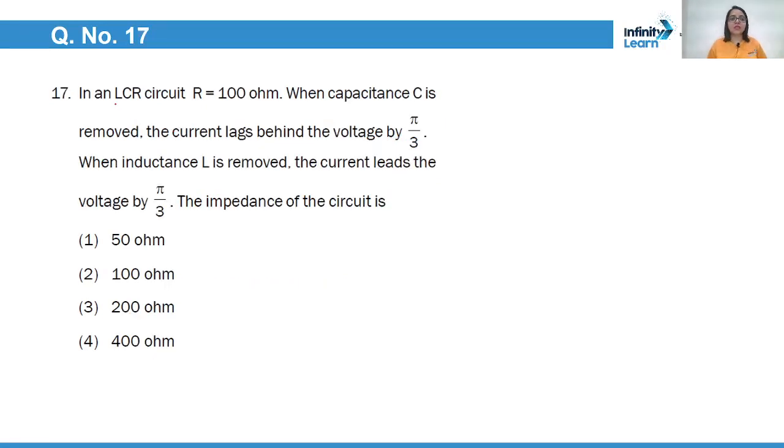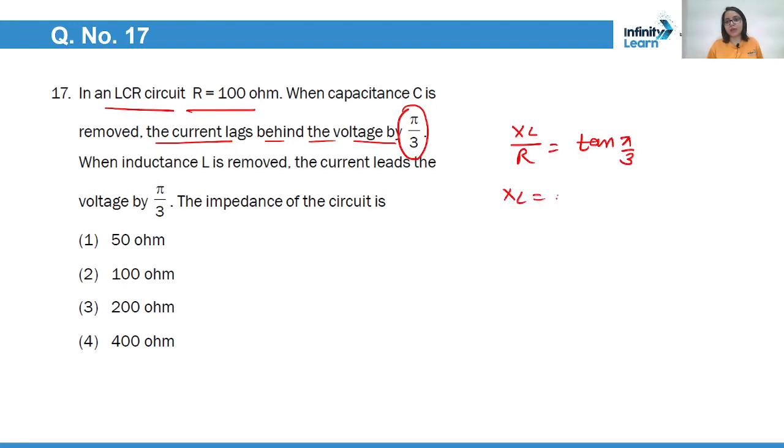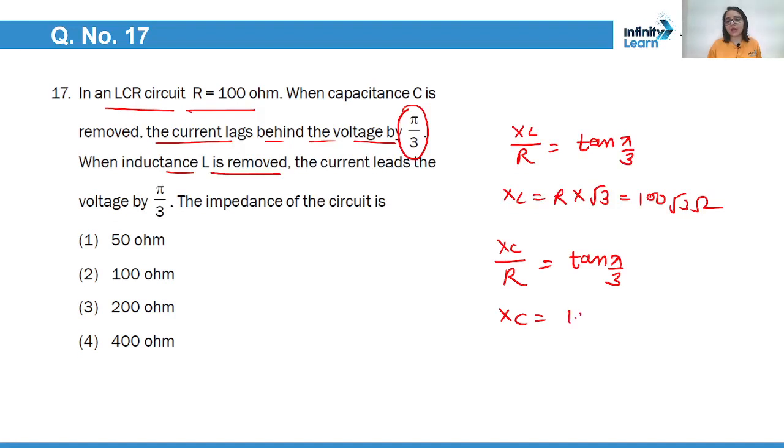Question number 17. In an LCR circuit, 100 ohm is the resistor. When capacitance C is removed, current lags behind the voltage by pi by 3. So it is XL upon R, that is equal to tan pi by 3, and XL will be R into tan pi by 3, which is root 3. So this is 100 root 3 ohm. Similarly, when inductance L is removed, then XC upon R will be tan pi by 3. So XC is again 100 root 3 ohm.